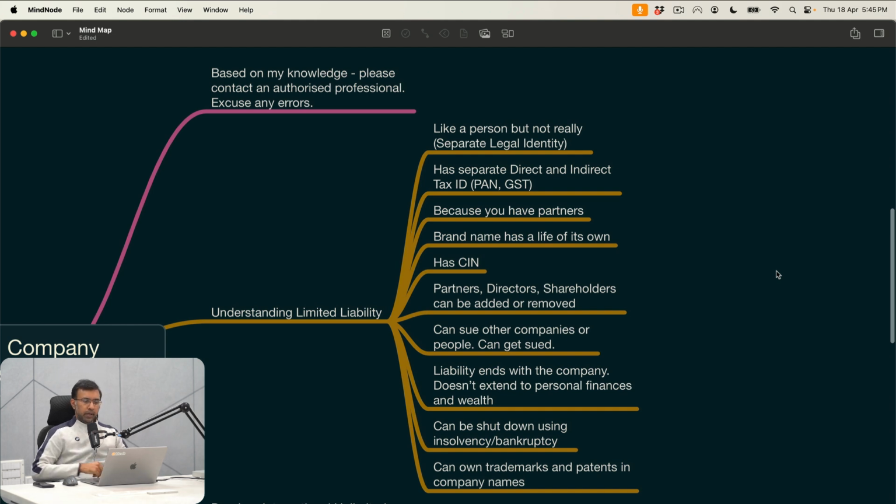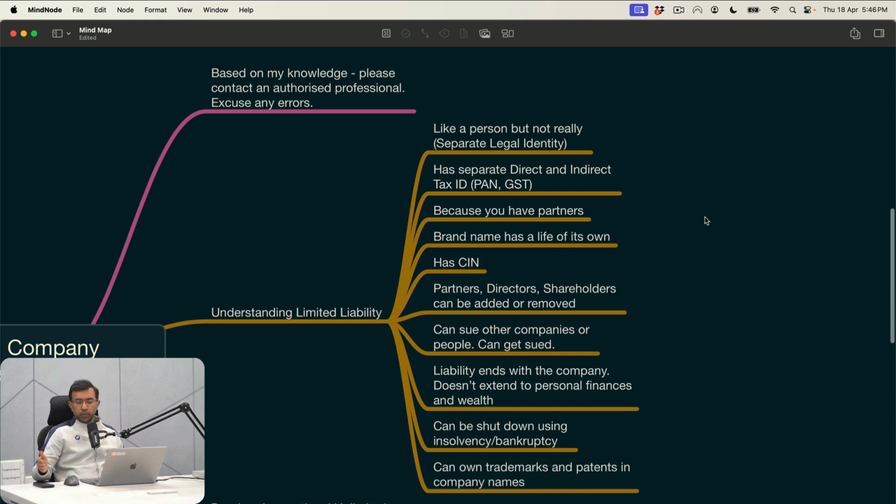So the company itself becomes like a person. It becomes a separate legal entity. It has a separate direct and indirect tax ID, which is PAN and GST in India. And whatever you do with the company, the limitation of liability is with the company itself.